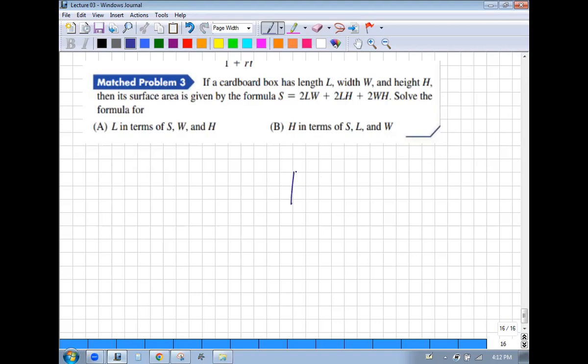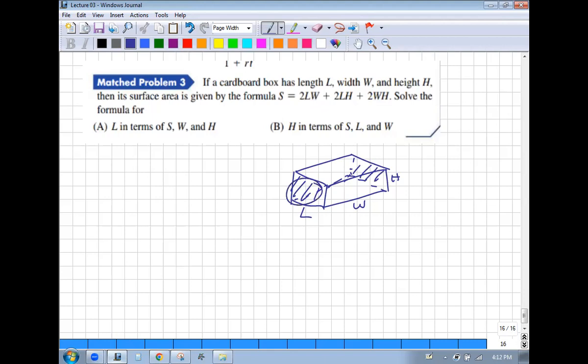If you've got a box, let's draw a box here. So here's our width, here's our height, and here's our length. And where are all these twos coming from? Well, this is the same as that, right?